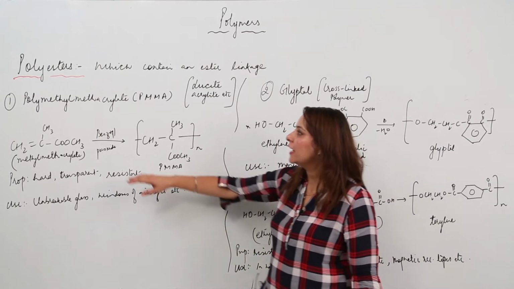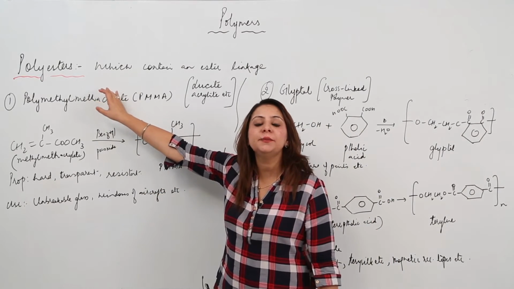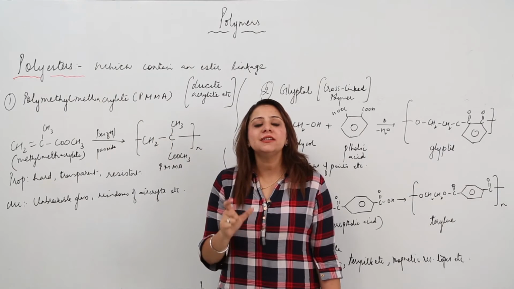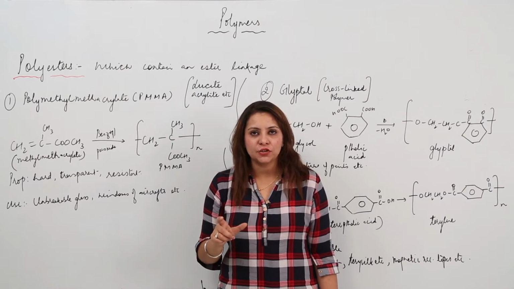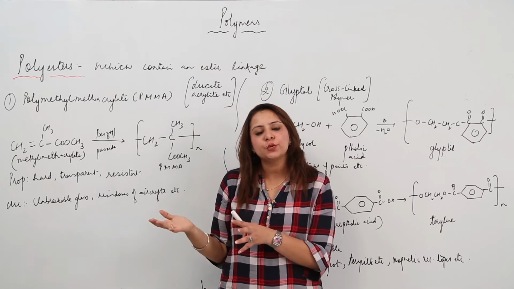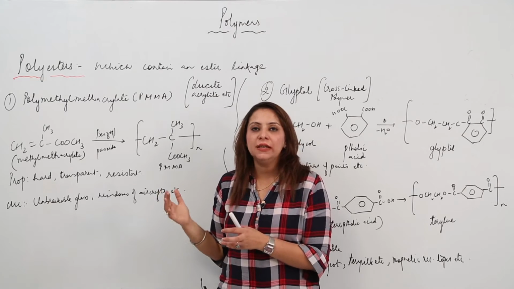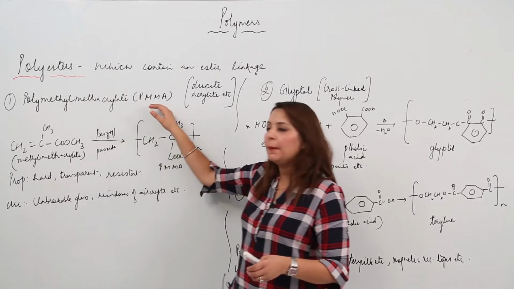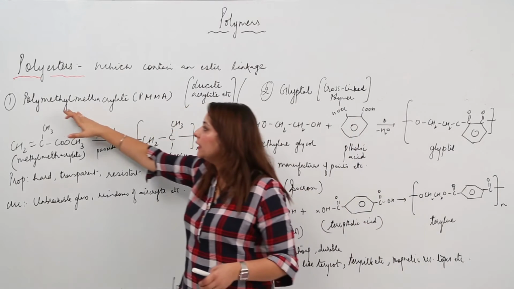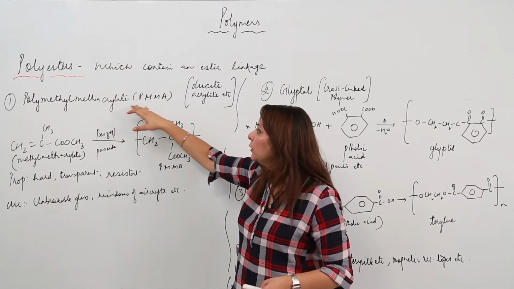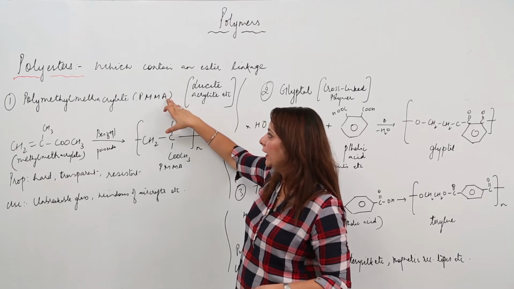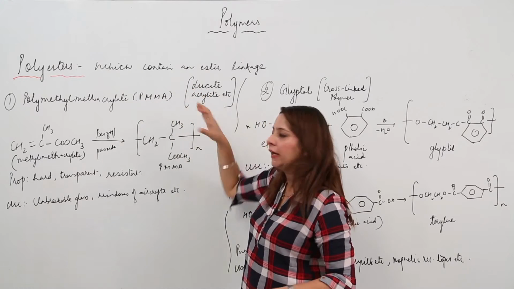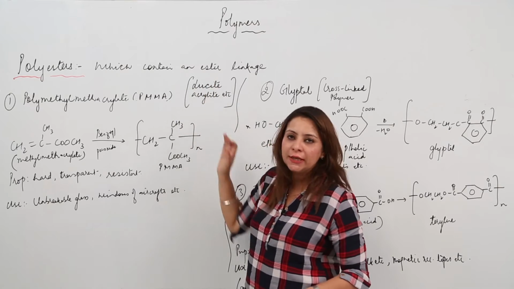So now we are going to start with another class of polymer, that is the polyesters. Polyesters are those which contain an ester linkage, like polyamides contain CONH2 linkage, it contains the ester linkage in it. So likewise we have a few examples, that is PMMA, polymethyl methacrylate, also called as Lucite or Acrylite. These are the commercial names actually.